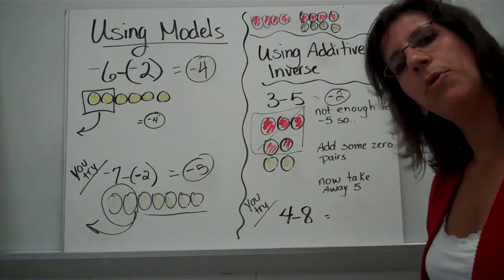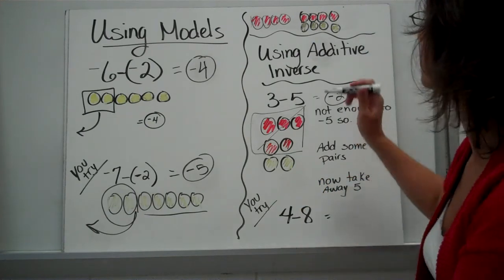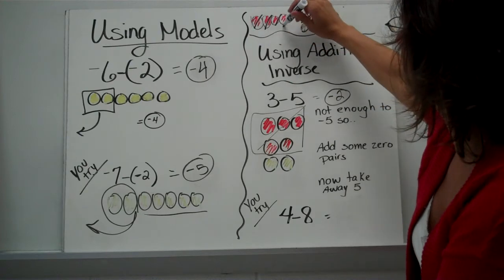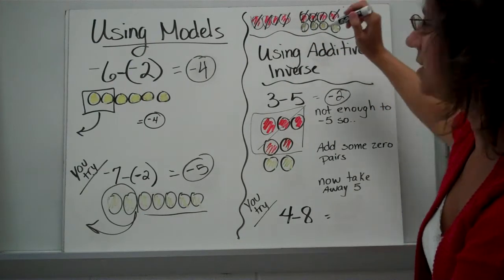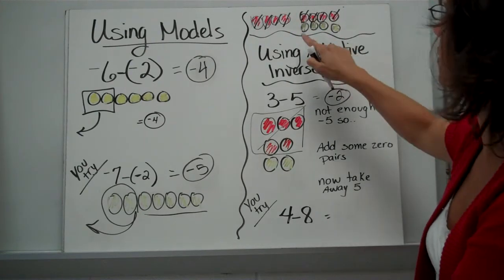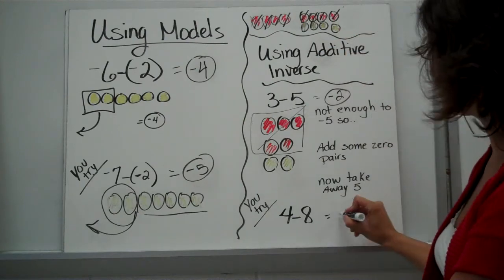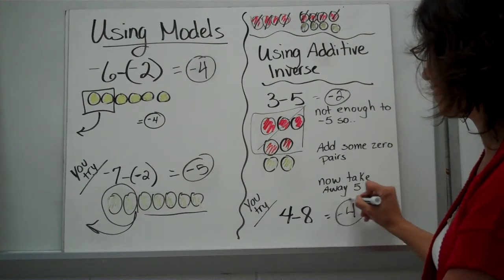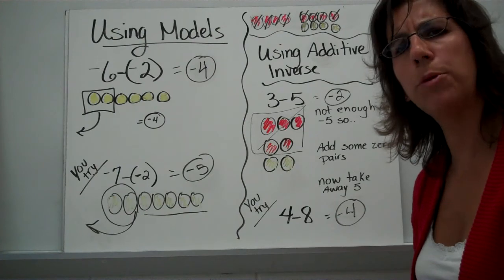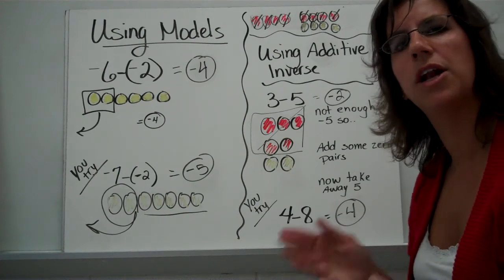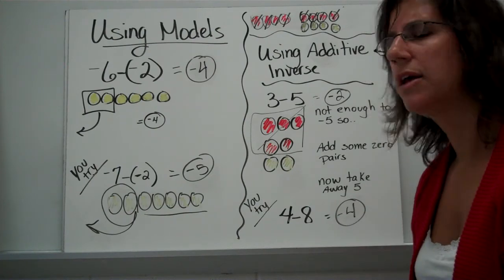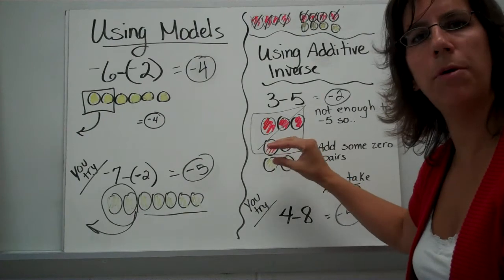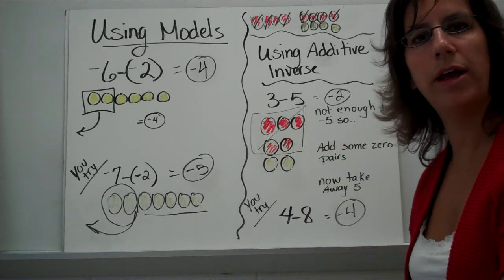Okay, now we have enough to take away our 8. We can take away all of these, +8, and what are we left with? Those 4 yellows. So our answer is -4. That can be a little bit of a tricky process, so if you didn't understand it, rewind the video and watch that part again. Make sure that you're adding enough 0 pairs so that you can take away your second number.